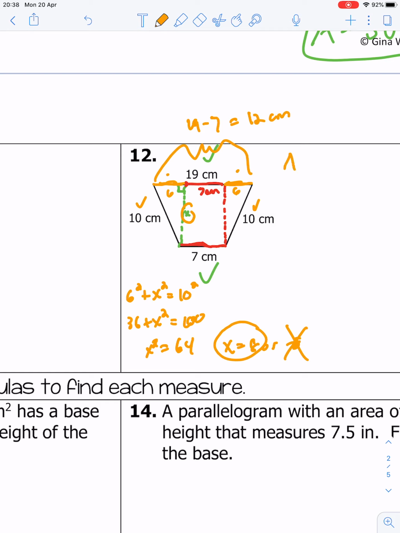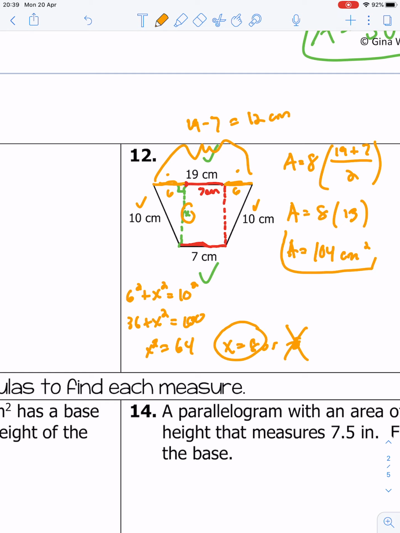So our area is going to be the height, 8, times the bases average. So 19 plus 7 all over 2. So that's going to be 8 times 13. 13 times 8 is 104. And our units are centimeters, and it's area, so squared. There we go.